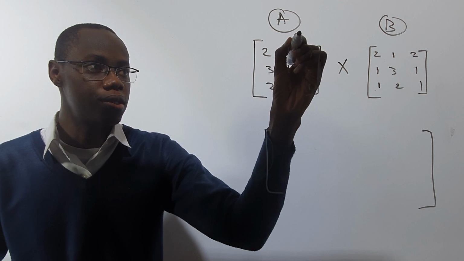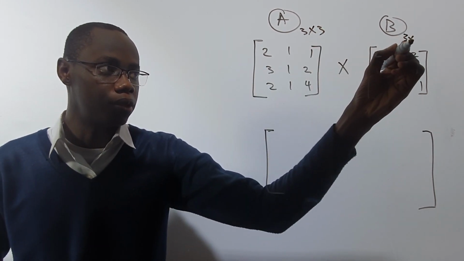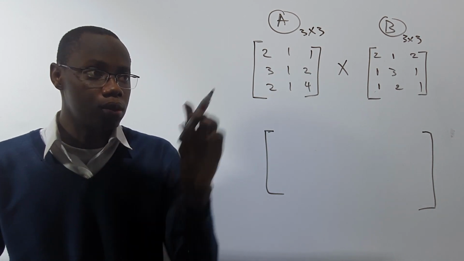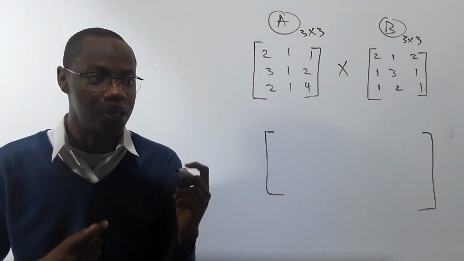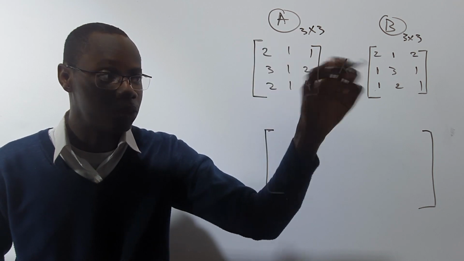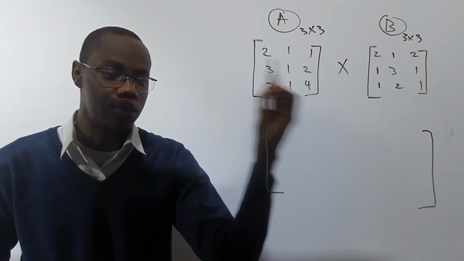So now this is a 3 by 3 matrix and this is a 3 by 3 matrix. So they are both square matrices. Now let us multiply them step by step. It's exactly the same thing as with 2 by 2, like what we did. Multiply the first row by the first column, multiply the first row by the second column, multiply this same first row by the last, third column.